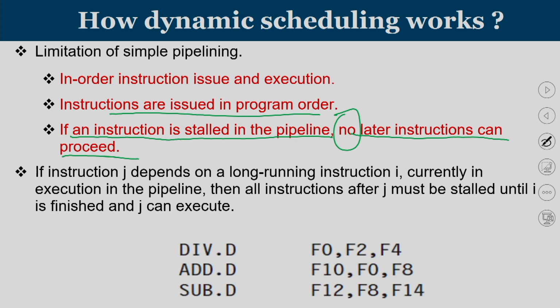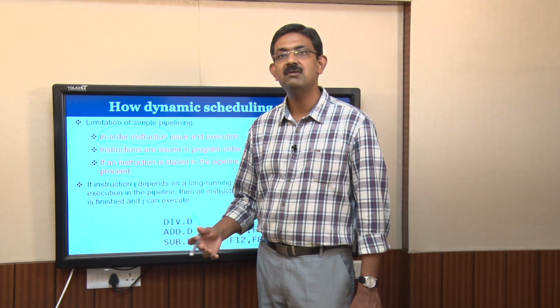Consider the case of this code. You have a division which is going to produce the result in F0. You have an add instruction that is going to make use of the value in F0, and then you have a subtraction instruction which is independent of the division and the addition instruction. In the case of an in-order pipeline, the add instruction is dependent on the division. The division takes 24 cycles. Until the division is over, the add cannot proceed because it is a data dependency. No operand forwarding is possible in this case. So add will have 24 stalls because it is waiting for data which is still in the pipeline.